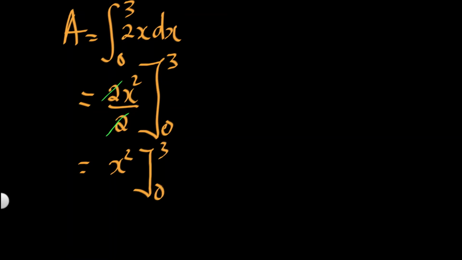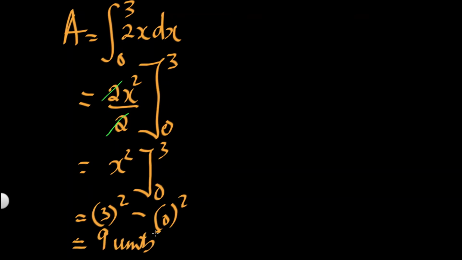So we substitute our upper integration limit, which is 3 squared, subtract our lower integration limit, which is 0 squared. We get here 9 units squared. Just like before, this is how you do it. It doesn't matter whether it's a curve or whatever. All you have to do is to follow this approach to find the area.